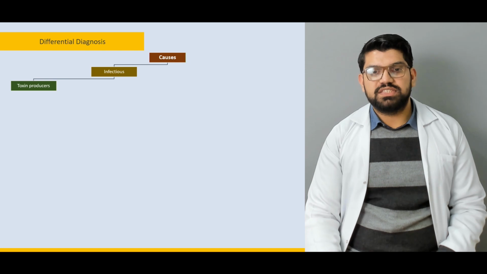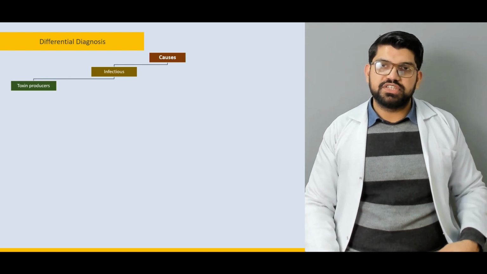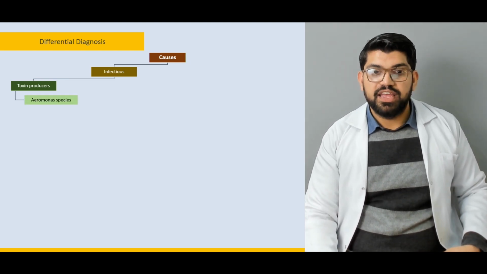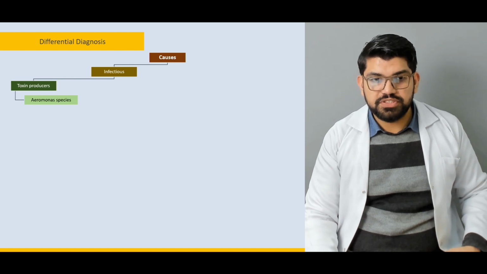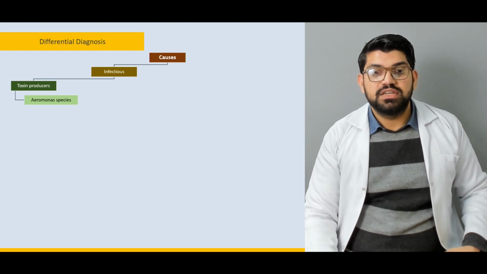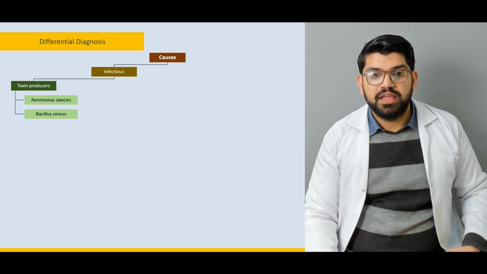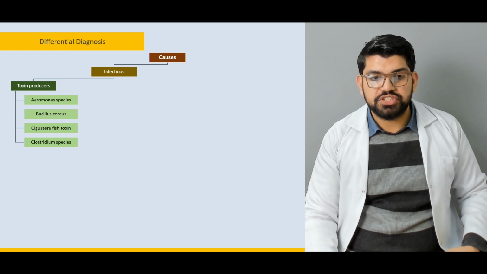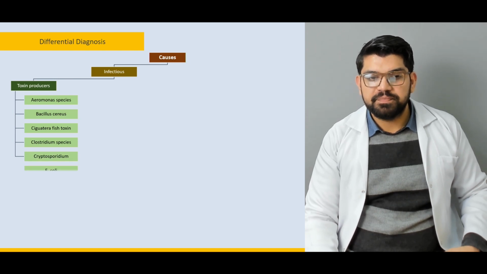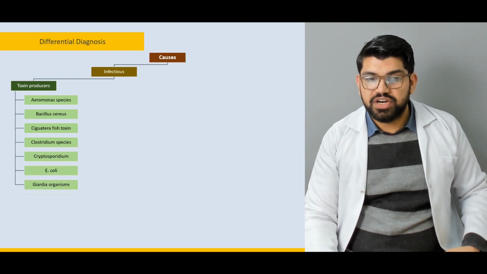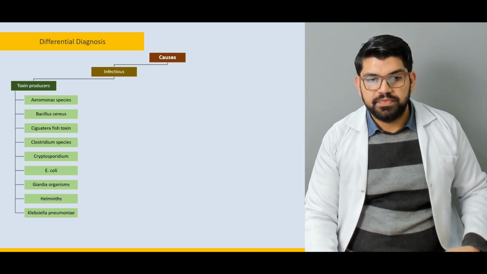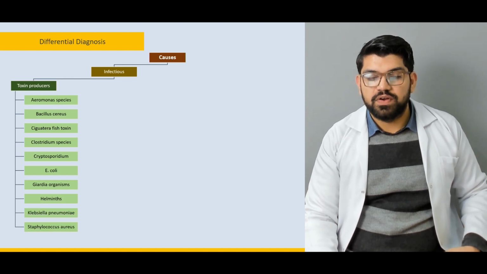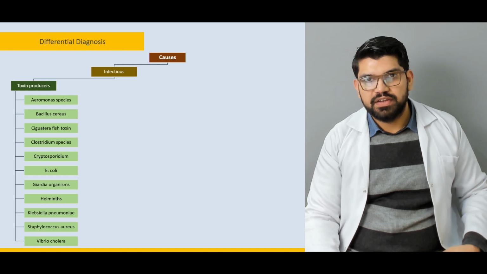So what are the causes of diarrhea? Differential diagnosis. Let's rule out some infectious diseases. Toxin producers: Aeromonas species, Bacillus cereus, fish toxin, Clostridium species, Cryptosporidium, E. coli, Giardia, helminths, Klebsiella pneumoniae, Staphylococcus aureus, Vibrio cholerae.